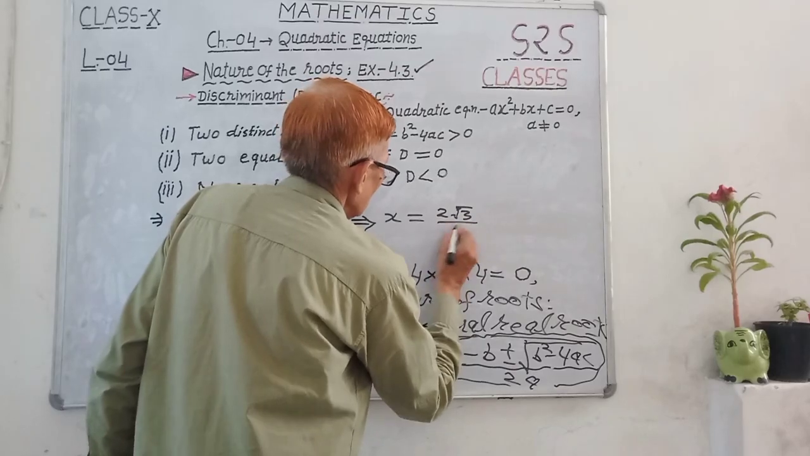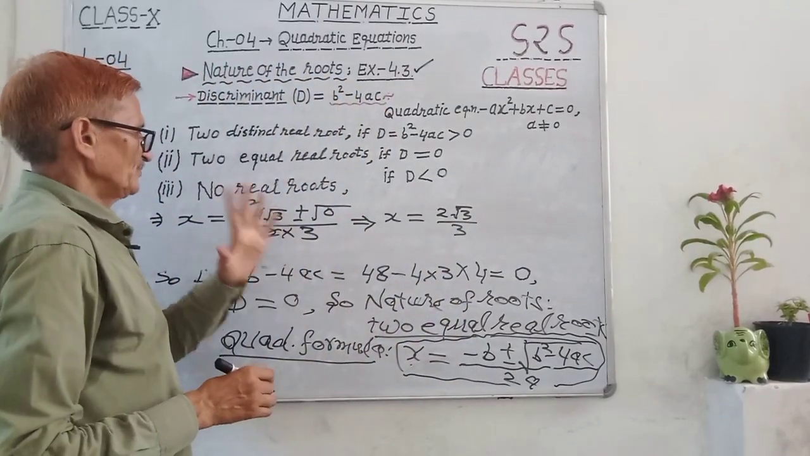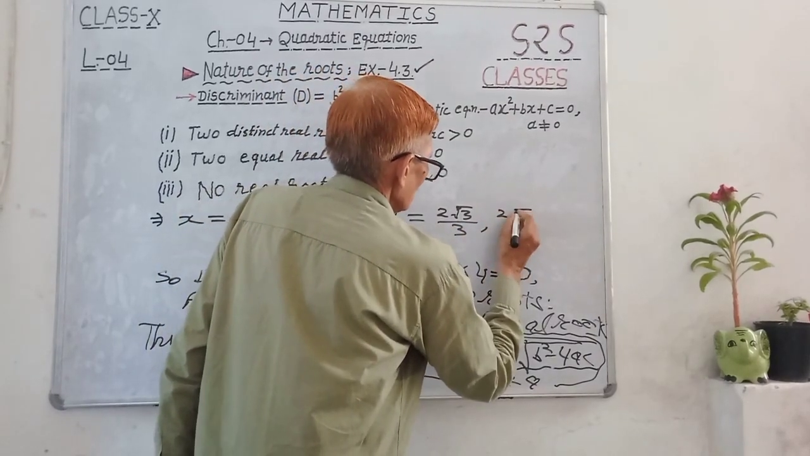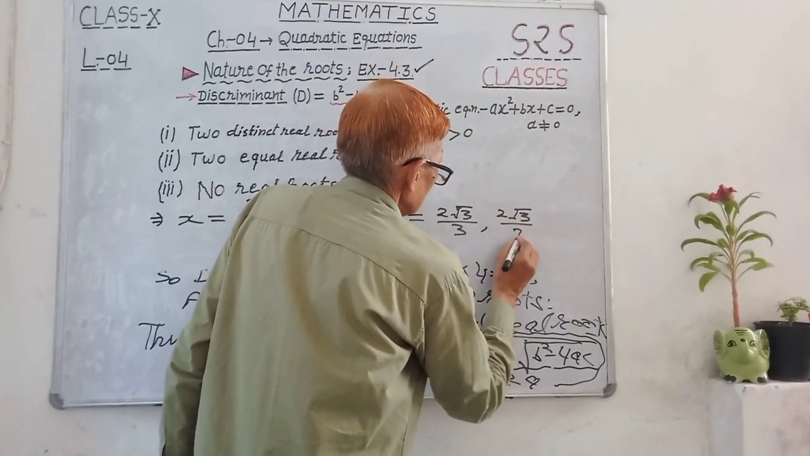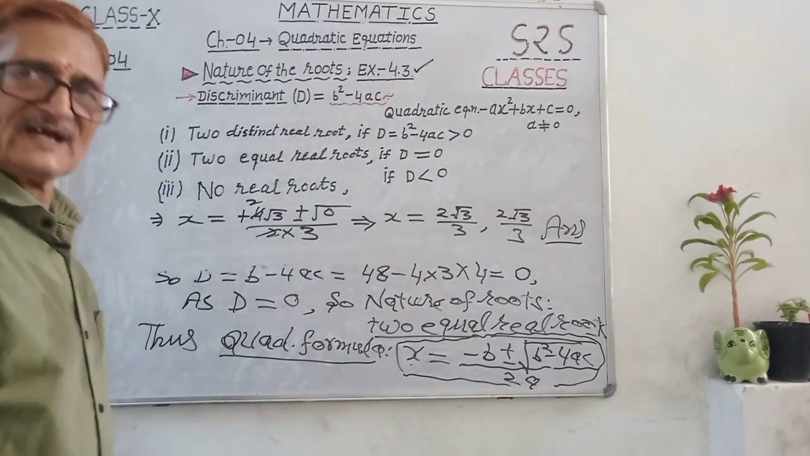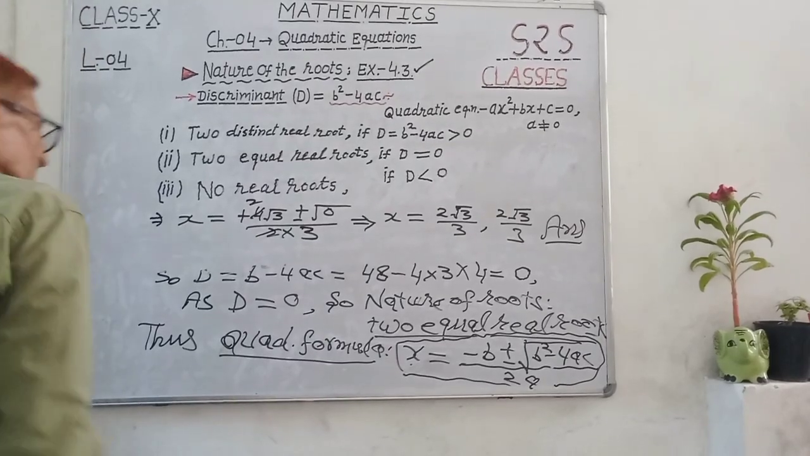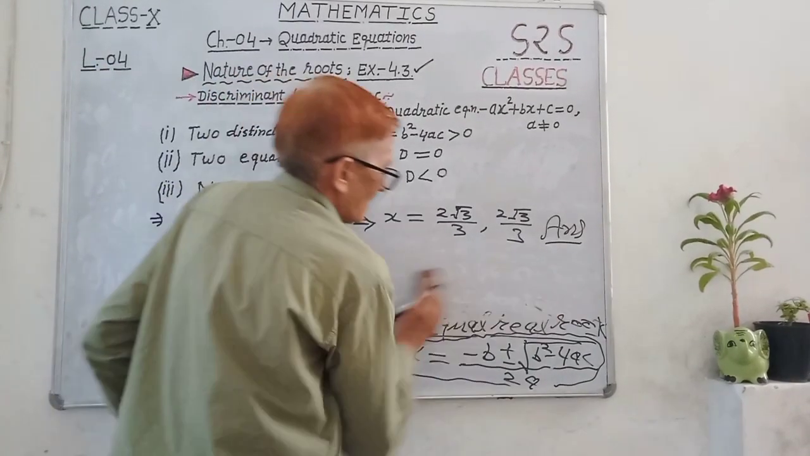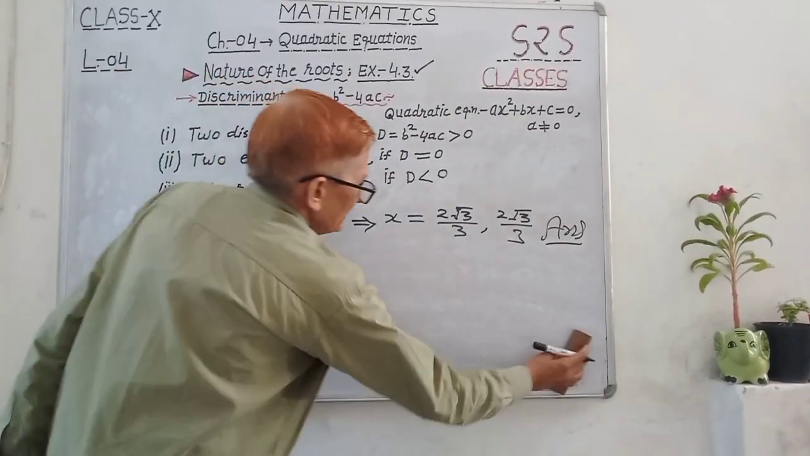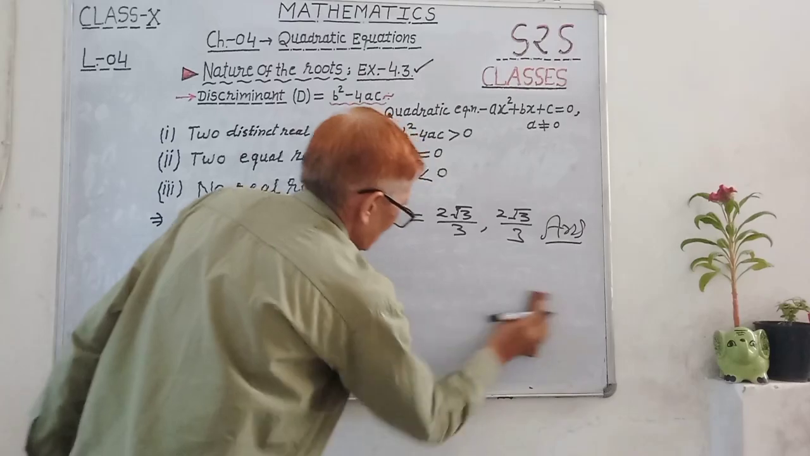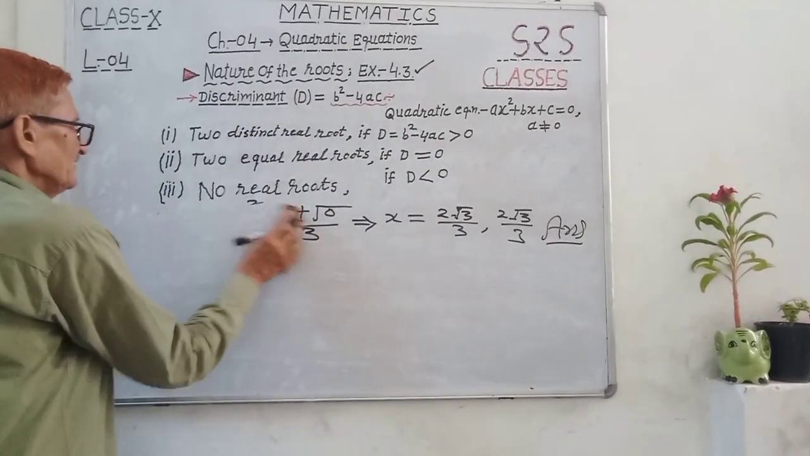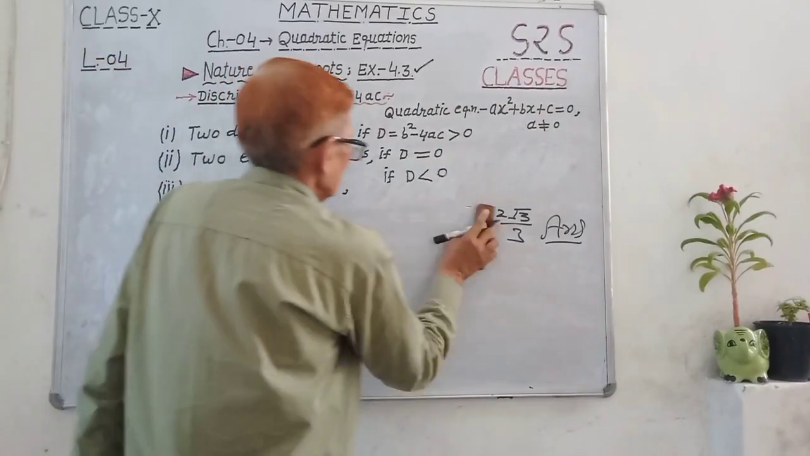2 root 3 upon 3. 2 root 3 upon 3. The other root is also the same, 2 root 3 upon 3, repeated. So these are the roots. Answer. The values of x are called roots. So we should write: roots are 2 root 3 upon 3, comma, 2 root 3 upon 3, repeated. Both are equal, they coincide. Okay, done.